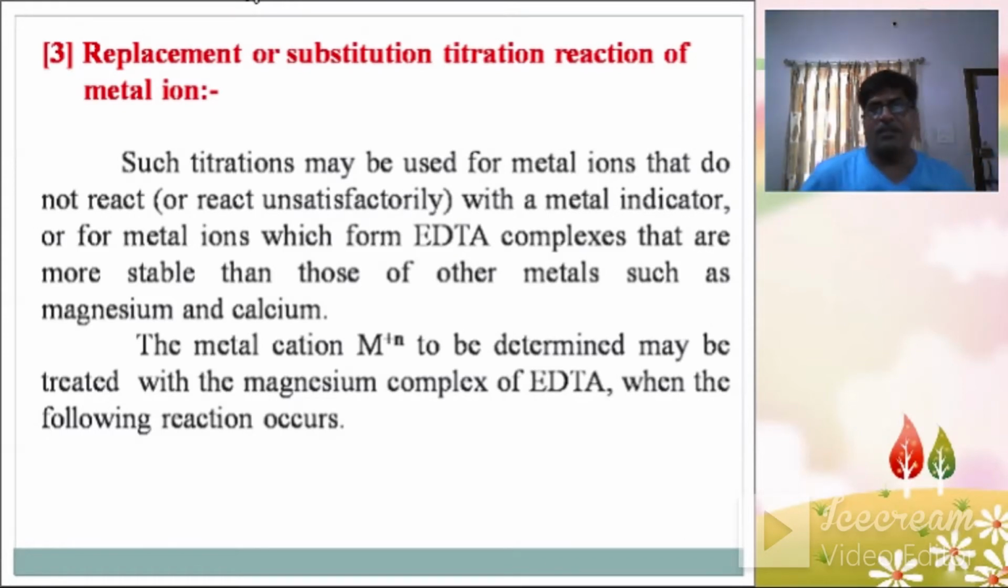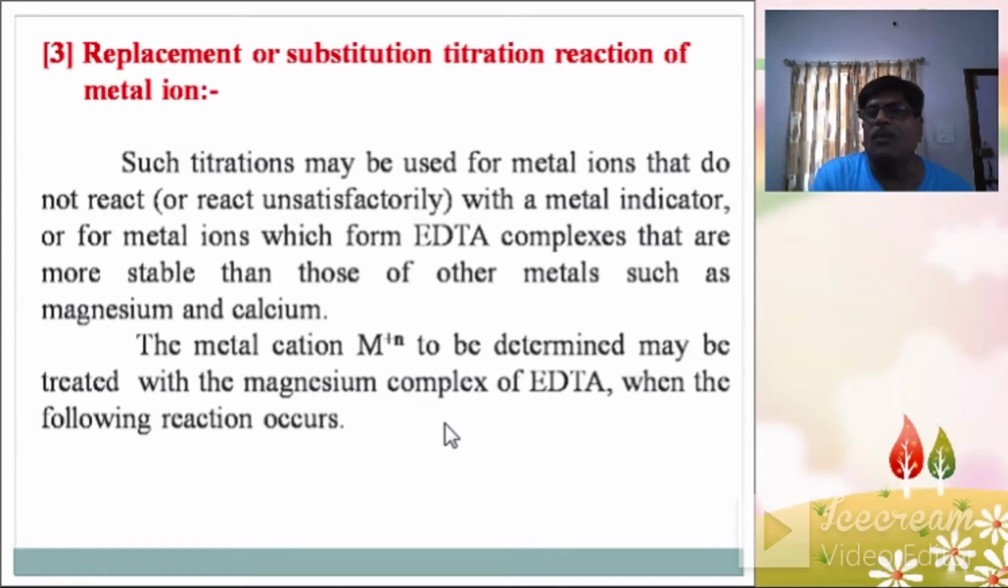Such titrations may be used for metal ions that do not react or react unsatisfactorily with a metal indicator, or for metal ions which form EDTA complexes that are more stable than those of other metals such as magnesium and calcium. The metal cation M^n+ to be determined may be treated with the magnesium complex of EDTA, when the following reaction occurs.